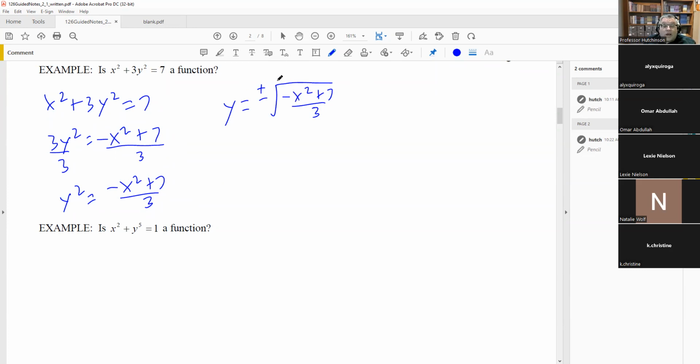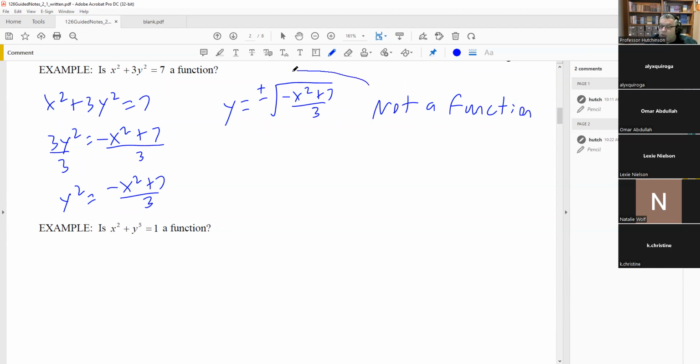All right, so I have this. Now, if I take a look at that, already we can tell that we're going to be getting two different y values here. For instance, if I put a 0 in for x, I'm going to get plus or minus the square root of 7/3. That means that for the input of x, I'm getting two different values for y. So this right here is not a function. Again, the reason why is because of the plus minus here.